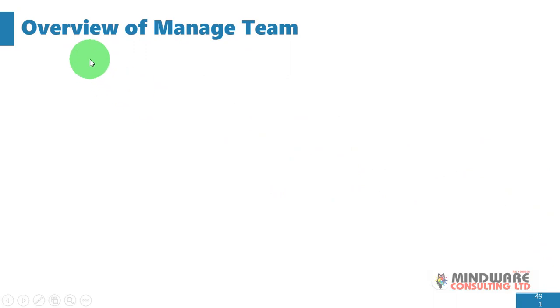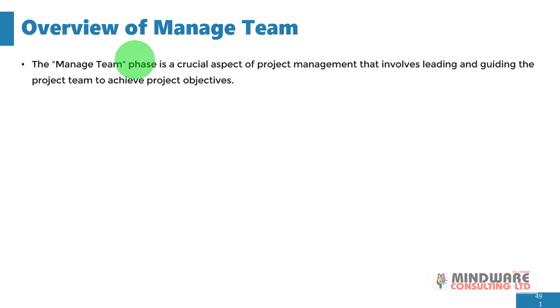First off, an overview of manage team. The manage team phase is a crucial aspect of project management that involves leading and guiding the project team to achieve project objectives. Okay, so how are you going to lead the people you put together and guide them to achieve the objectives that you have set for the project?